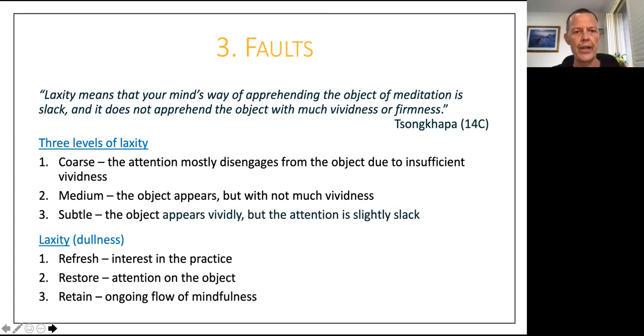A subtle level of laxity is where the object appears vividly or clearly, but our attention is slightly slack. It needs to be a little bit sharper. So we can see there is a gradient of levels of laxity to overcome. Often in the beginning stage we're dealing with more coarse levels of laxity. But as we're going to see, particularly in tomorrow's session, when we look at the higher stages of progress, we move through more and more subtle levels of laxity, overcoming them the higher we go in these 9 stages.